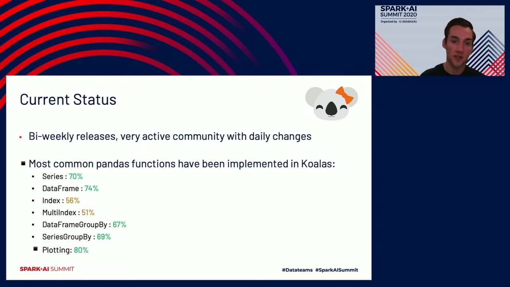With regards to the current status of the Koalas project, there is a really active community backing Koalas, with releases coming out every 2 weeks. As of the most recent release, which is Koalas 0.33, a significant majority of the Pandas API has actually been implemented in Koalas. We see that 70% of the series API is there, nearly 3/4 of the DataFrame API is there, over 50% of the index and multi-index API is there. We see nearly 70% of the DataFrame groupby and series groupby API is there, with a significant majority of the plotting capabilities that you would have in Pandas also available on Koalas.